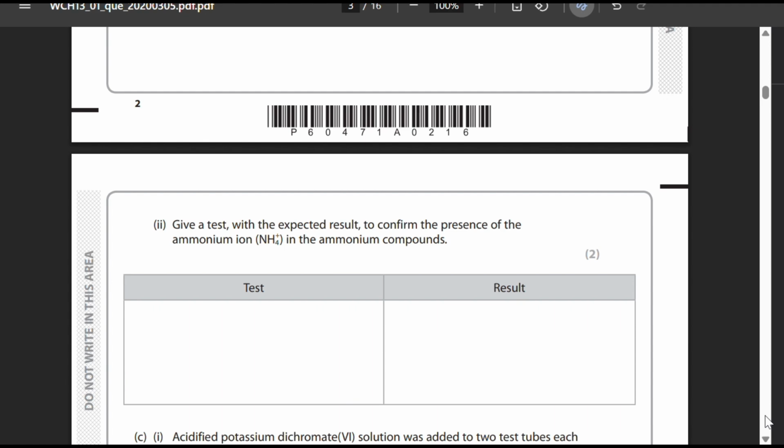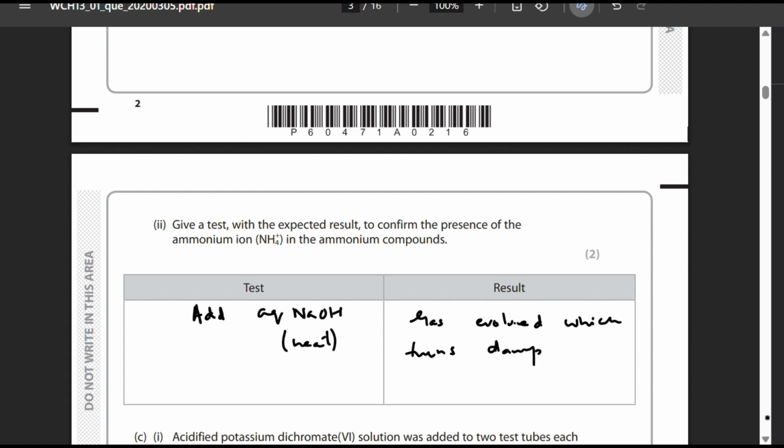Now give a test with the expected result to confirm the presence of ammonium ion in the ammonium compound. You know how we can test for ammonium ions? By adding aqueous sodium hydroxide and heating. So add aqueous sodium hydroxide, heat the solution. As a result, a gas evolves, and the gas turns damp red litmus paper blue.